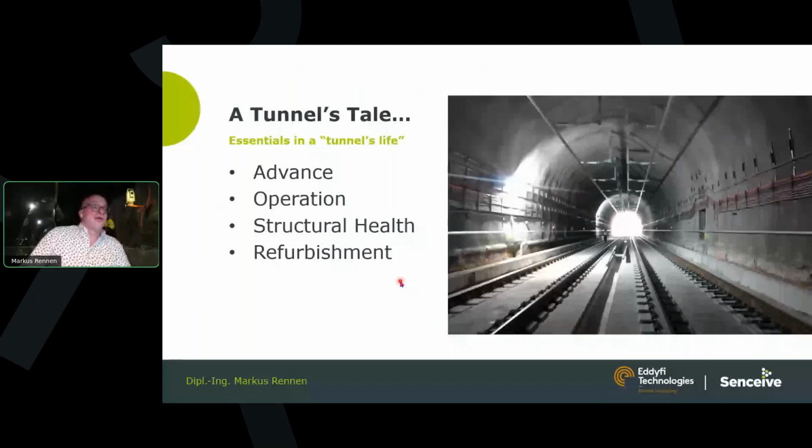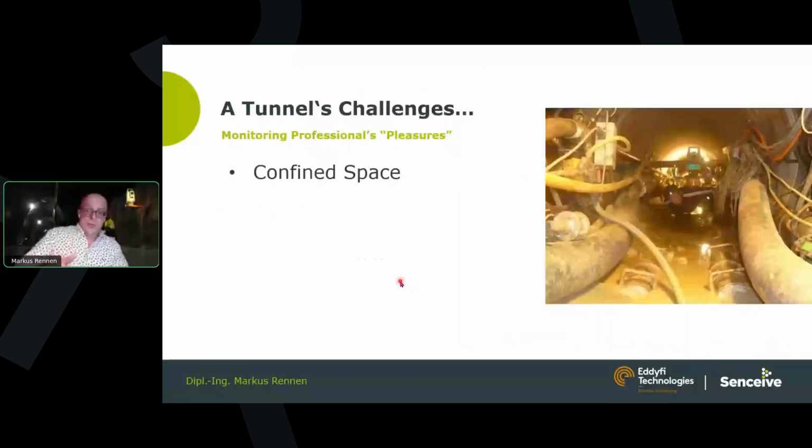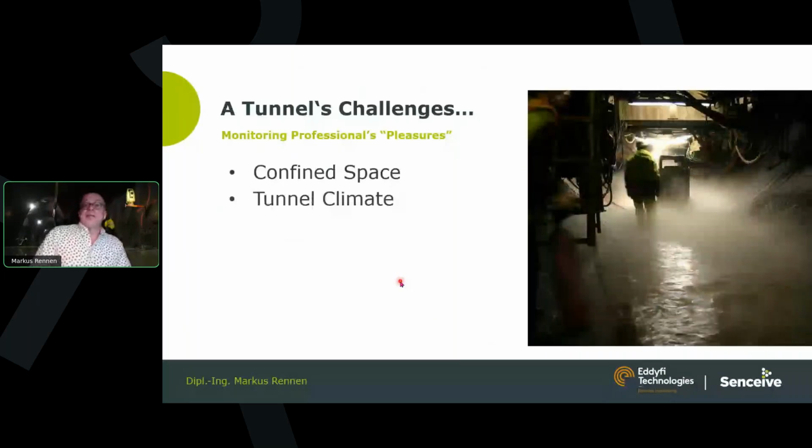Then, of course, if we do monitoring, we have to deal with certain specialties of the tunnel environment that affect the monitoring itself. In a tunnel, we have to deal with the confined space. We cannot access the tunnel from the outside, like we can, for example, access buildings, looking at them from the outside.